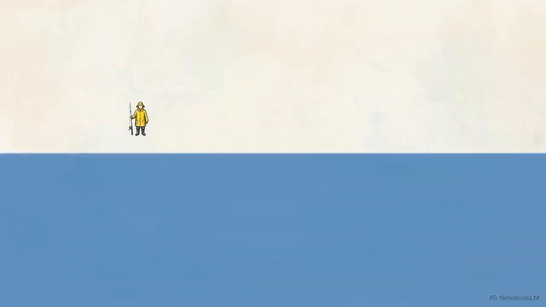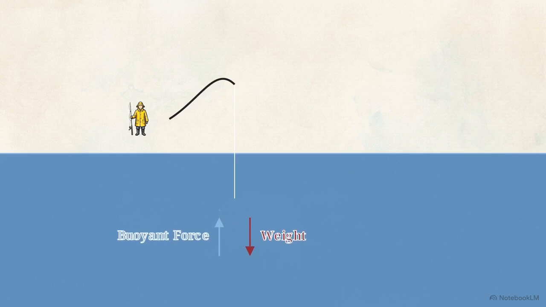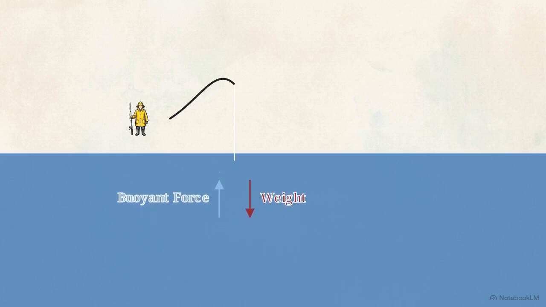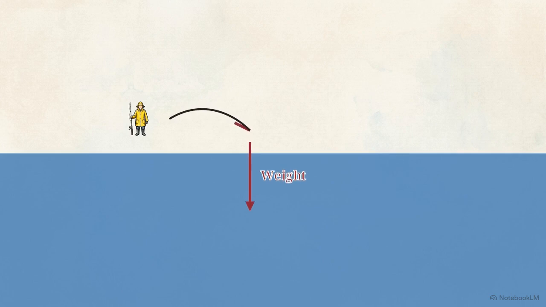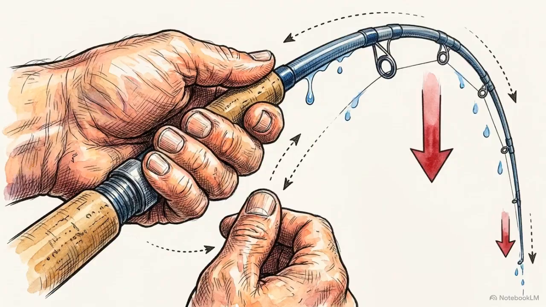You feel this physics when reeling in a fish. While submerged, it feels light. The fish displaces lake water, creating an upward buoyant force that helps lift it. But the moment the fish breaks the surface, the line suddenly feels much heavier. Without the displaced water, the buoyant force disappears, leaving you to support the full weight of the fish against gravity.